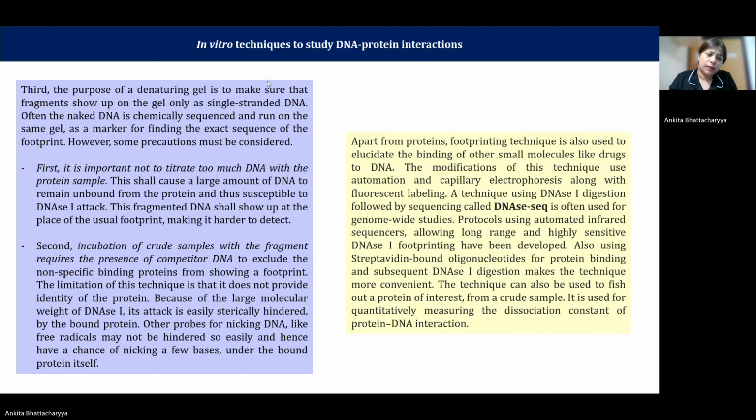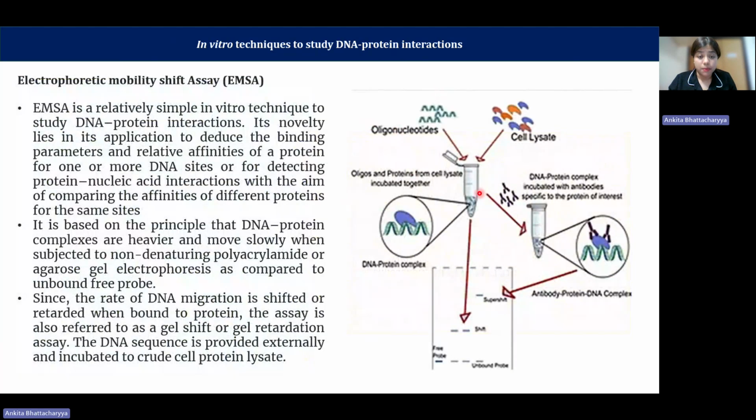Then we talked about EMSA, which is electrophoretic mobility shift assay, which is another in vitro method. Basically, when there is an interaction between a DNA molecule and a protein, you expect a shift in the electrophoretic mobility of the bound complex compared to the control sample. And that is what you visualize in a gel.